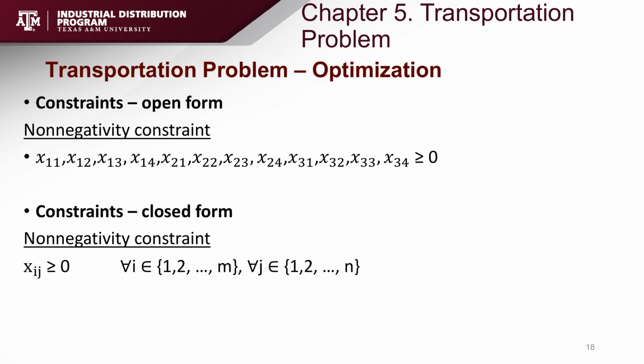Now non-negativity is the cleanest of the 3. Open form listed all 12 variables one by one. Closed form just says x sub ij is greater than or equal to 0 for all i and for all j. Basically, one short line covers every flow in the network. 12 here, 1,000,000 in a giant problem. All forced non-negative in a single stroke. And that is really the payoff of index notation. The statement stays exactly this short, no matter how the problem grows.